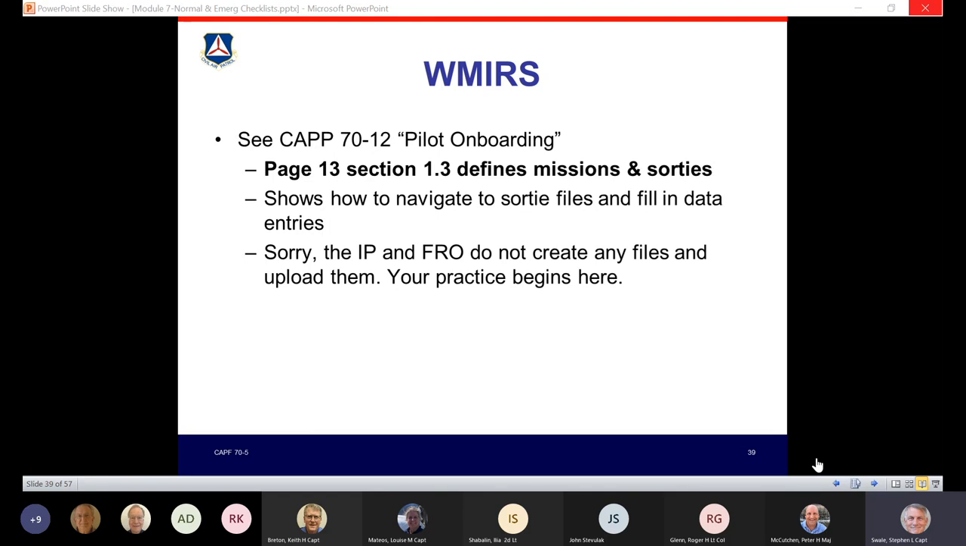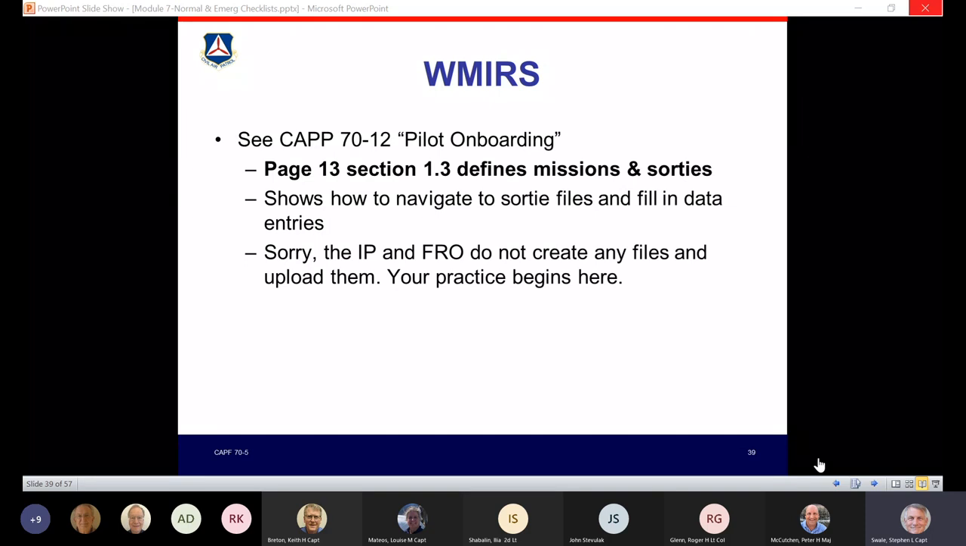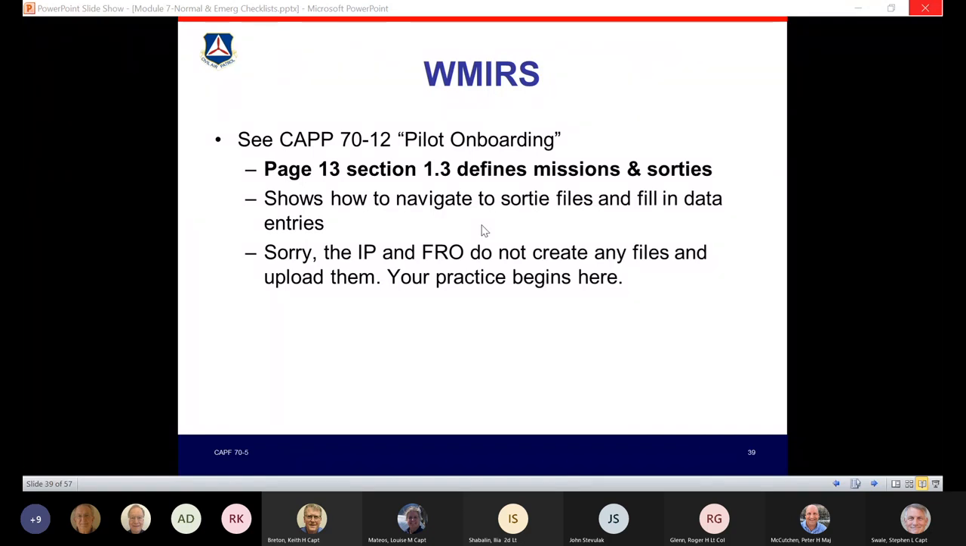Okay. So this simply points everybody to the 70-12 onboarding document. This should give you reminders on how to navigate through WIMRS. It's a really good document, and I just want to make sure everybody's aware of that. Actually, your IC and your FRO sometimes will do sorties for you if you're in the middle of a mission. They have access to a computer and you don't. But generally, yeah, you need to be prepared.